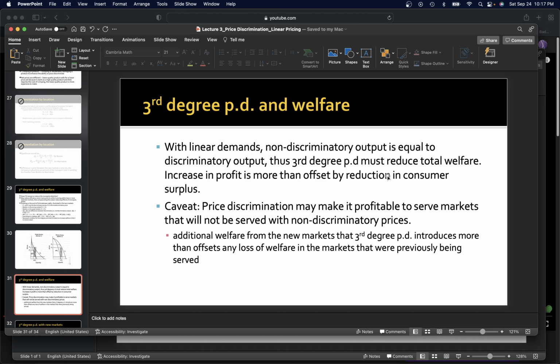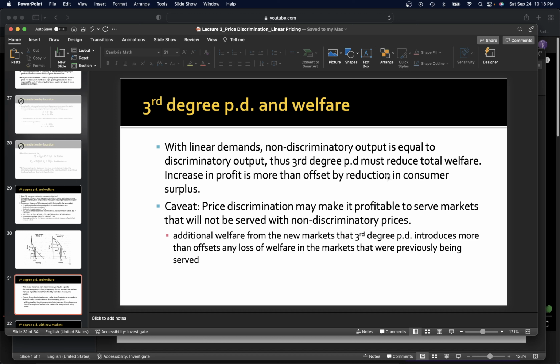Now, there's a caveat. The price discrimination may make it profitable to serve markets that will not be served with non-discriminatory prices. Okay. So if you remember, back in the example in US and Europe, under uniform pricing, both US and Europe were served. And under discriminatory pricing, both Europe and US were served. However, it's possible that under discriminatory pricing, it won't even serve the low demand group, right? Because their demand is so low that the equilibrium monopolist quantity is in fact zero.